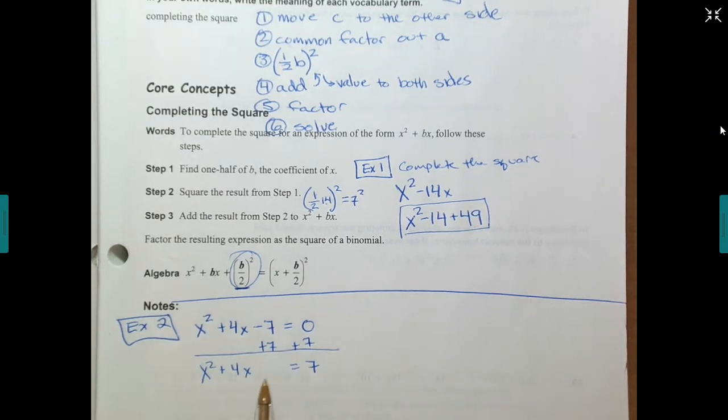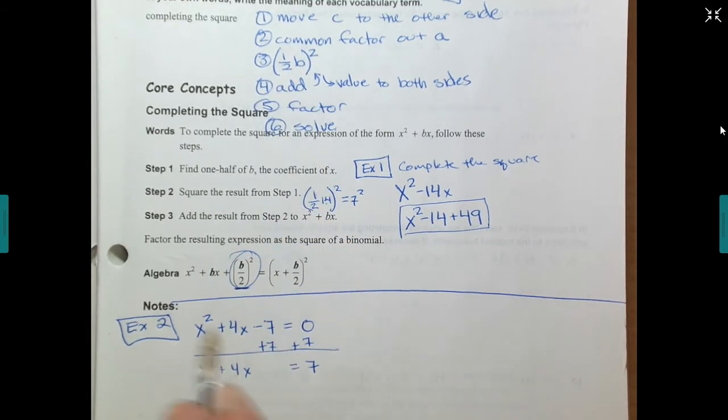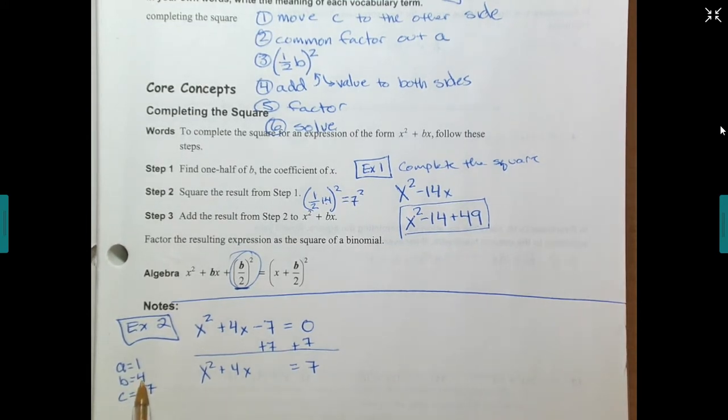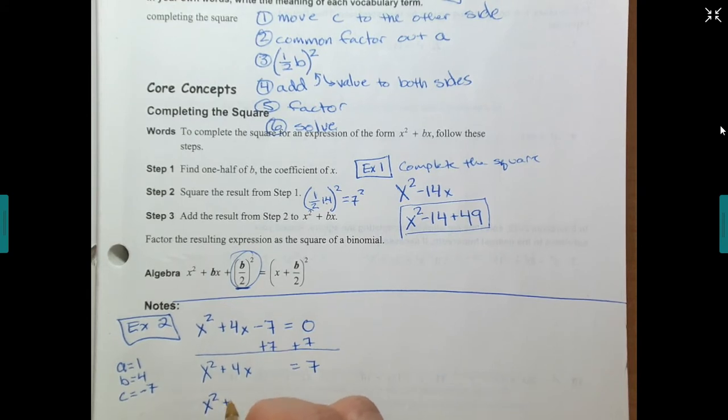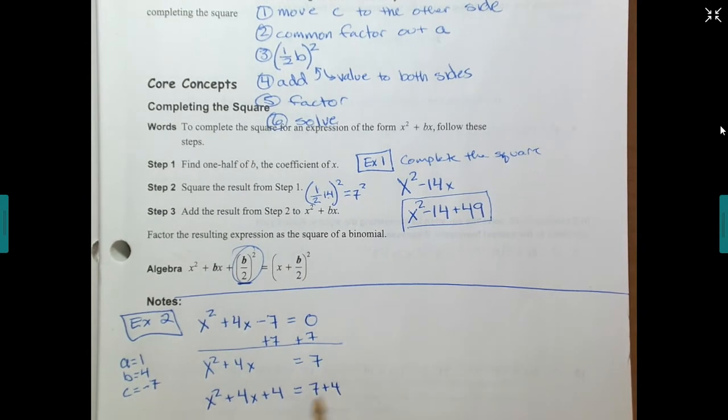I intentionally left a space here, and you'll see why. Step 3, 1/2 of b squared. So here's b. I could write them down if I wanted to. A is 1, b is 4, and c is negative 7. So 1/2 of 4 is 2. 2 squared is 4. So what I'm going to do is add 4 to both sides. Add that value to both sides. So I added 4 to this side, added 4 to this side.